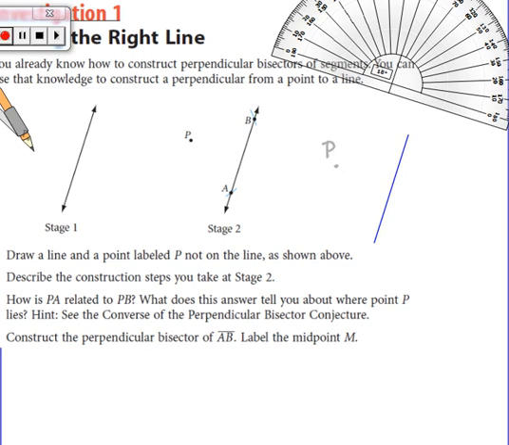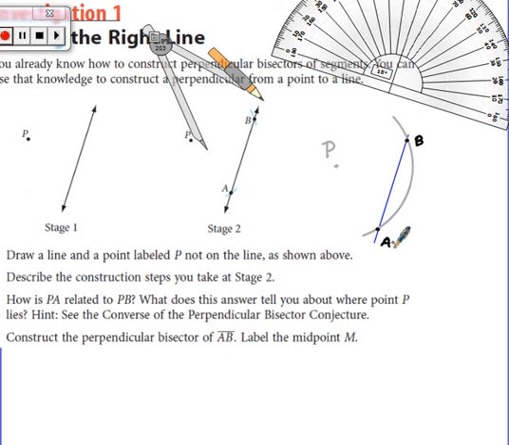I'm going to open my compass so that the point is on P, and the pencil is just a little past P. So when I make that arc, I want to intersect it twice. So I'll intersect it there and here. And now I've got 2 points, and I'm going to call them B and A, like the example.